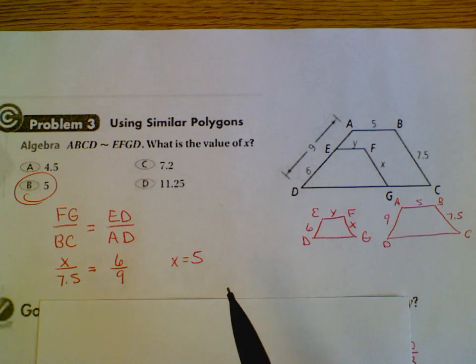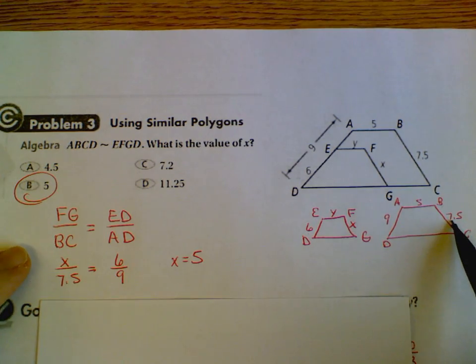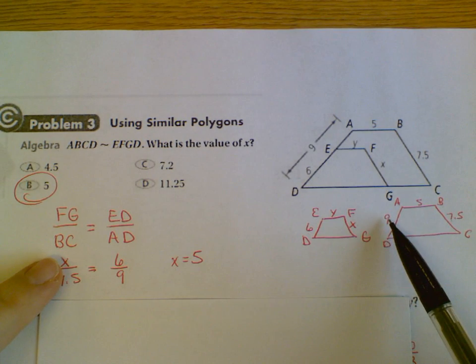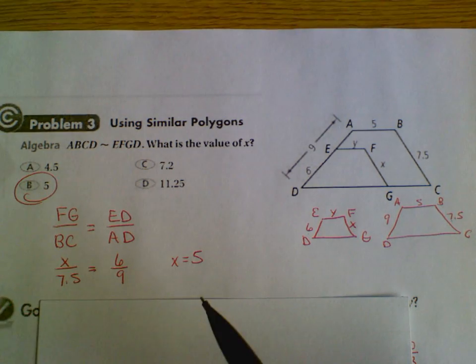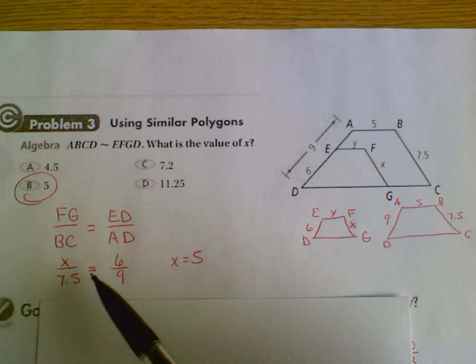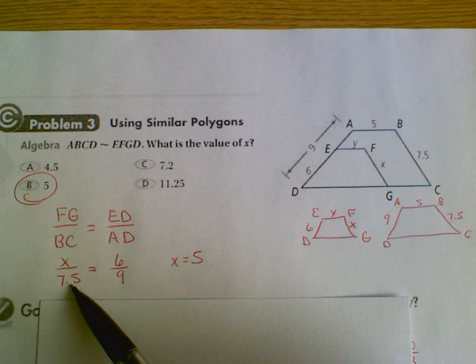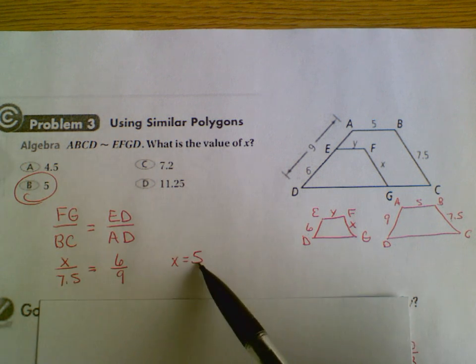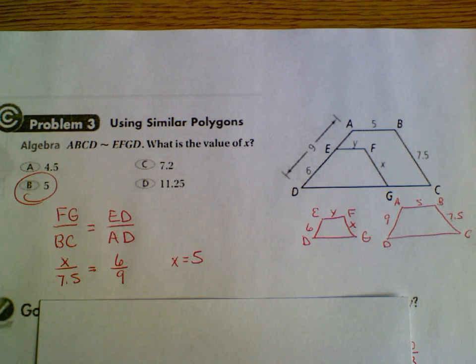So then I just plugged in my numbers. So x is to 7.5 as 6 is to 9 and then I solved using that proportion. So you could cross multiply 6 times 7.5 and then divide by 9 and your answer ends up being x equals 5.